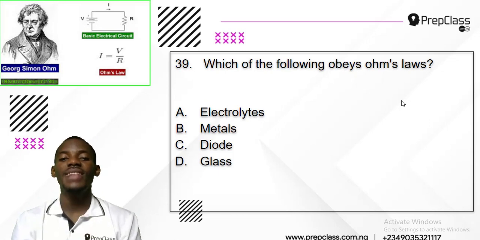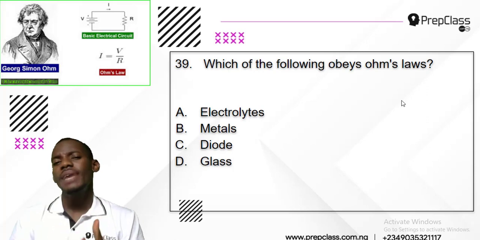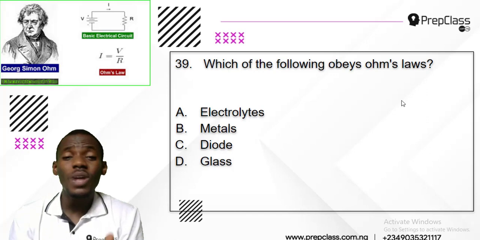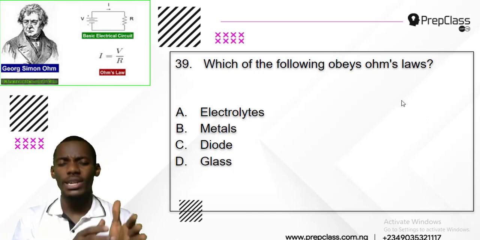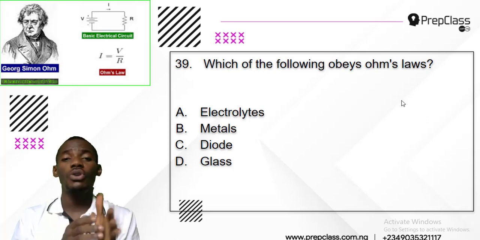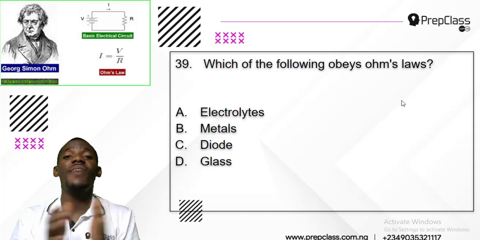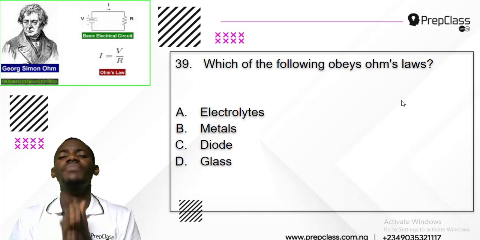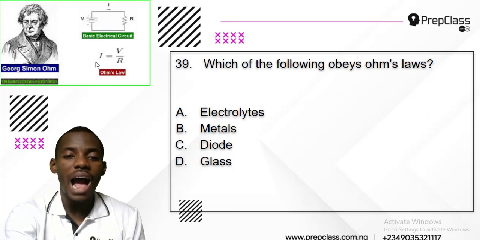That is the answer for number 38. Number 39 says, which of the following obeys Ohm's law? Now you know Ohm's law is used in electricity. It shows conduction. In fact, what is Ohm's law? Ohm's law is very simple. It says that the amount of current flowing through a conductor is directly proportional to its voltage if every other factor is kept constant. Now that is Ohm's law. It is just between current I and voltage V.